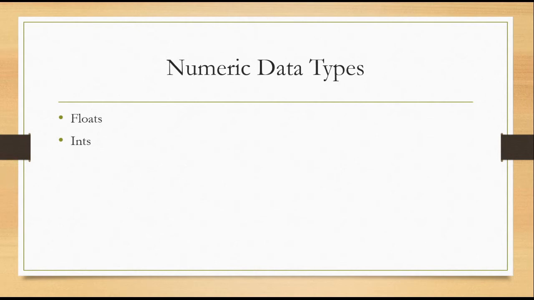Floats are what we call decimal or floating point values. Basically anything that's not a whole number, not 1, not 2, but 1.5 or 2.6 or whatever, anything with a decimal place. And ints are whole numbers, which are 1, 2, 3, 4, basic numbers.